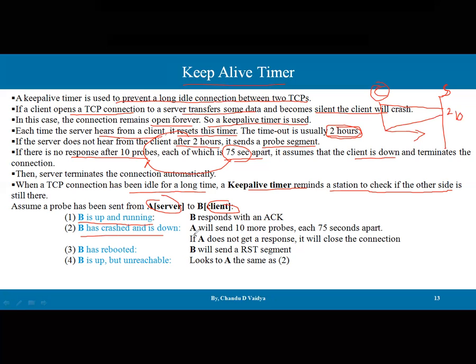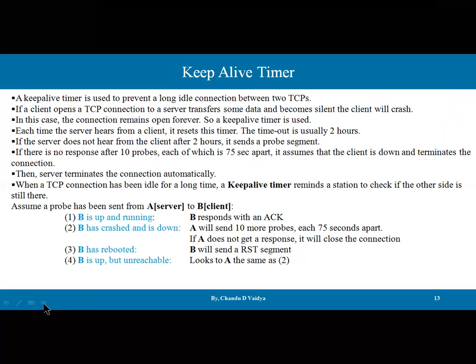Then A will send 10 more probes, each 75 seconds apart. If A, the server, does not get a response, it will terminate the connection. Then B has rebooted. B will send the reset segment, and B is up but unreachable, looking for A, the same as in the second phase. This is an example of the keep alive timers. I hope the keep alive timers are okay with you.